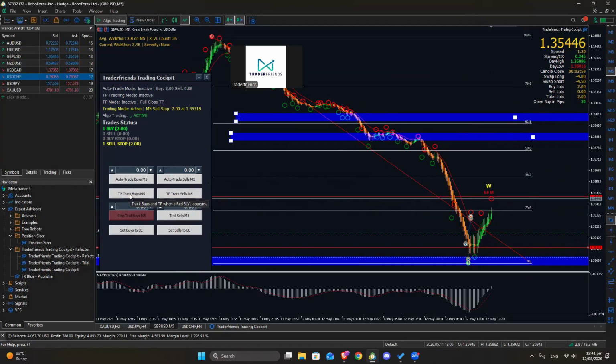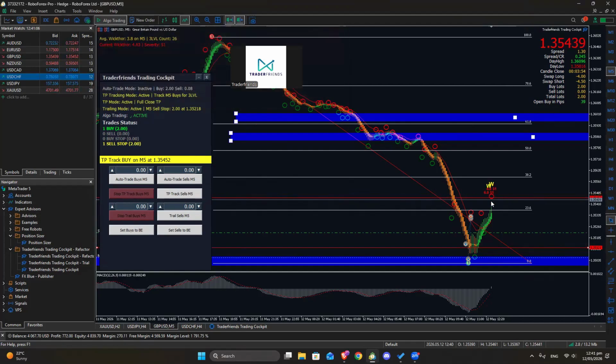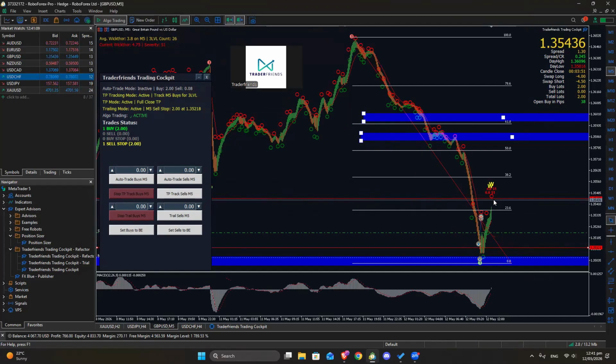You can also put the TP track buys. So it's going to close our position if that red 3 level in profit direction occurs. Right now we can see the Victor, so it's not going to close with a Victor. It's going to close with a red 3, like up here, if that shows in profit direction. So this is basically how that thing works.